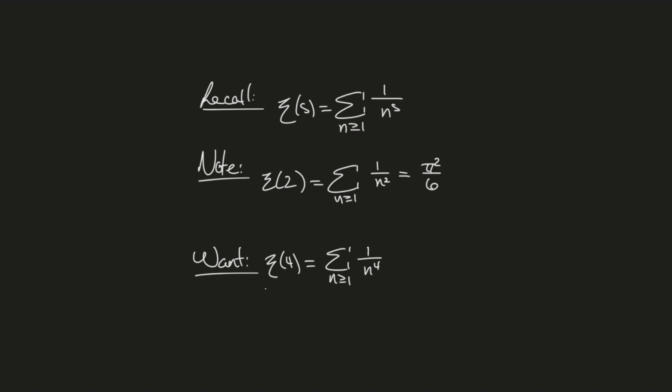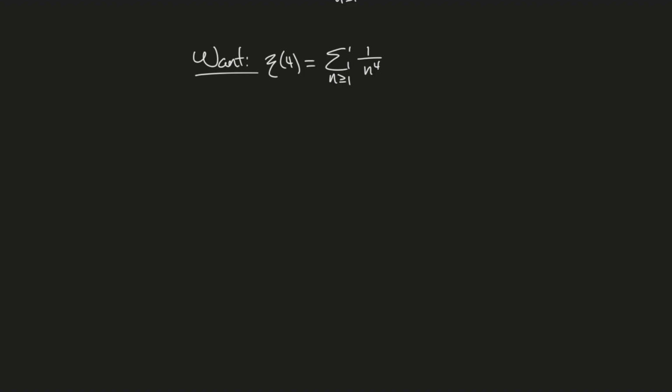Now what we want, as I said, is zeta of 4, which is the sum n being greater or equal to 1 of 1 by n to the 4th. And to achieve that, I want to do something that seems completely unrelated, and that is to find the Fourier transform of x to the 4th power.